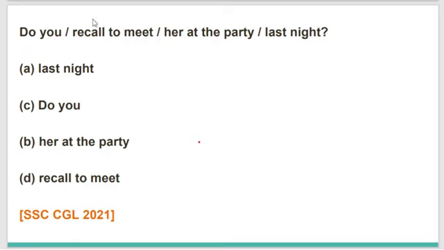So basically, here in this sentence, to meet is the incorrect part, which we have to replace with meeting. Because we are talking about a specific party. In the specific party, we have met a specific person, and the meeting of the person in the party is actually focused here. So the correct sentence is, do you recall meeting her at the party last night? So the correct part is recall meeting.